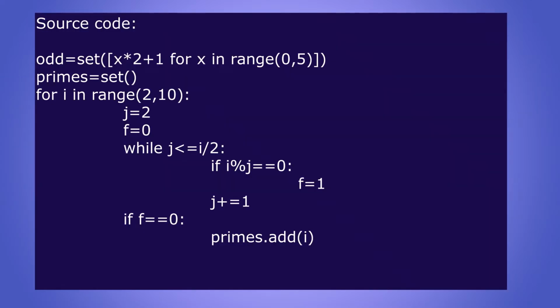odd = set(x * 2 + 1 for x in range(0, 5)). primes = set(). For i in range(2, 10): j = 2, f = 0. While j is less than or equal to i by 2: if i % j == 0: f = 1. j += 1. If f == 0: primes.add(i).